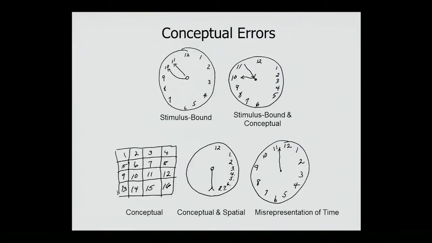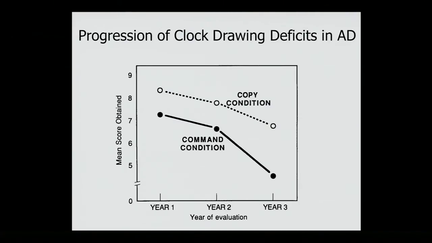And then you can see other aspects of these kinds of errors. So by doing that error analysis, we can look to see, is there a difference in the constructional versus the conceptual? And we think there is. Also, there's a progression in these deficits in clock drawing over time. Over a 2-year period, you can see the command condition is worse than copy in patients with Alzheimer's disease, but both decline over a 2-year period.